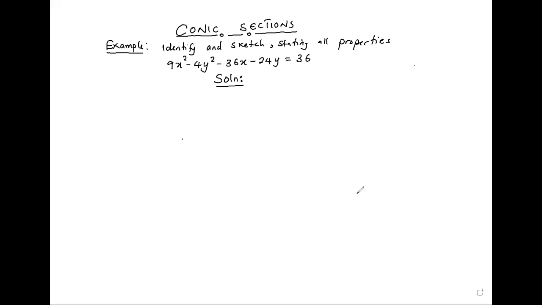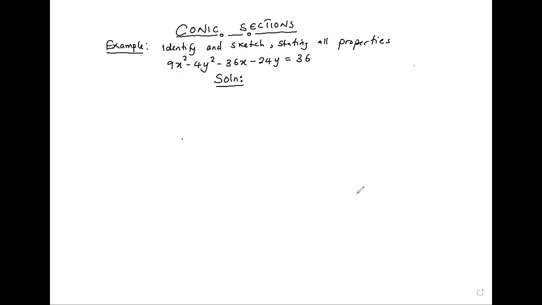Today we're going to look at an example under conic sections. Identify and sketch, stating all the properties: 9x squared minus 4y squared minus 36x minus 24y is equal to 36. So this falls under conic sections. We don't know yet whether it's a circle, an ellipse, a hyperbola, or a parabola. So we don't know, okay?